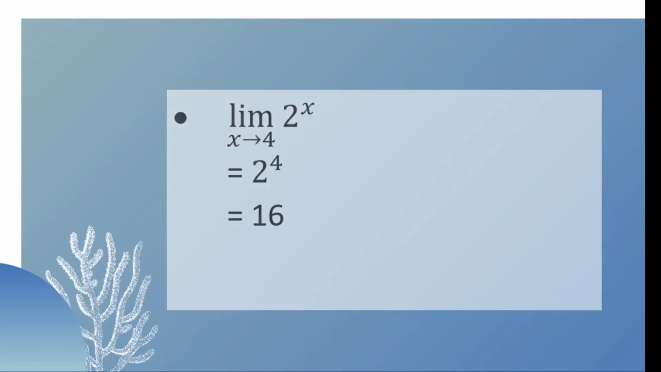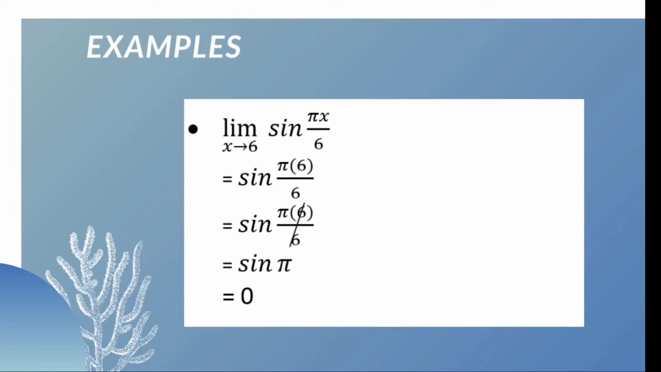Example number 6. Let's identify the limit of sine pi x over 6 as x approaches 6. Same with the previous examples, we can just substitute the value of x, which is 6. We now get sine pi times 6 over 6. Then we can just cancel 6 over 6. That will give us sine pi. By looking at the unit circle, we know that sine pi is equal to 0. That would be our answer.